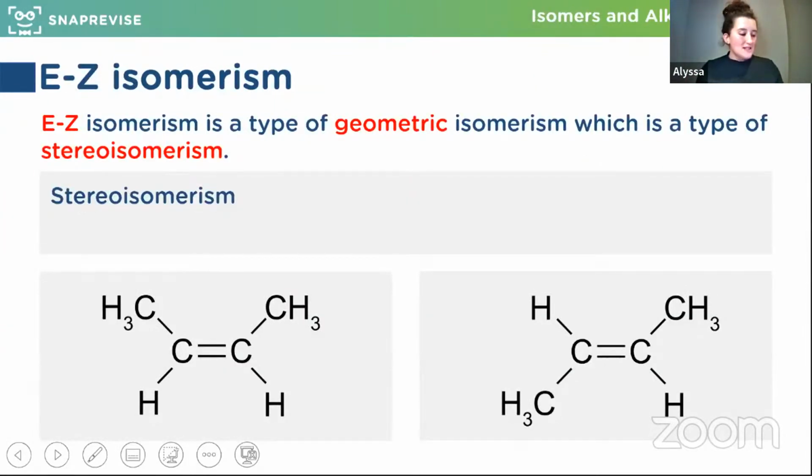So let's have a look then at some EZ isomerism. This is content that we need to be confident on. Hopefully we already know it, because we will have done it earlier on in year 12 maybe, but it's definitely to do with alkenes. So first of all, what is stereoisomerism?